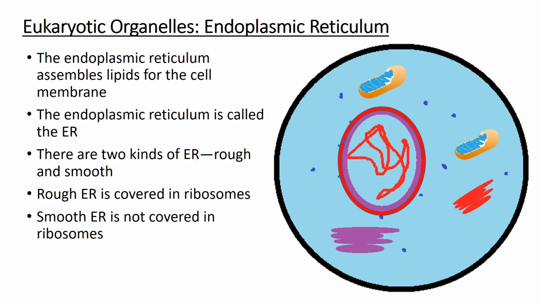The rough ER is covered in ribosomes. But smooth ER is not covered in ribosomes. I'm going to attempt to point these out to you here. This red oval surrounding the nucleus, that's the rough ER. And you can see those little blue dots, those are the ribosomes. So there's the rough ER covered in ribosomes. And over here, this is our smooth ER. You can see there's no ribosomes on it.